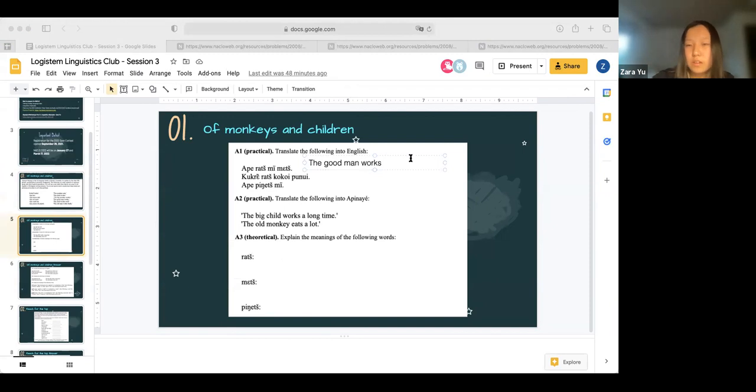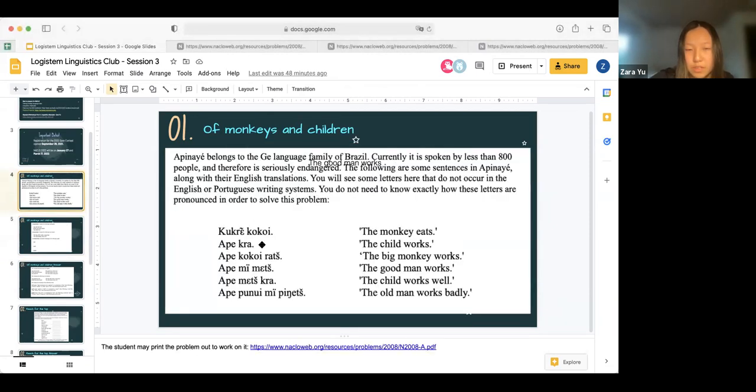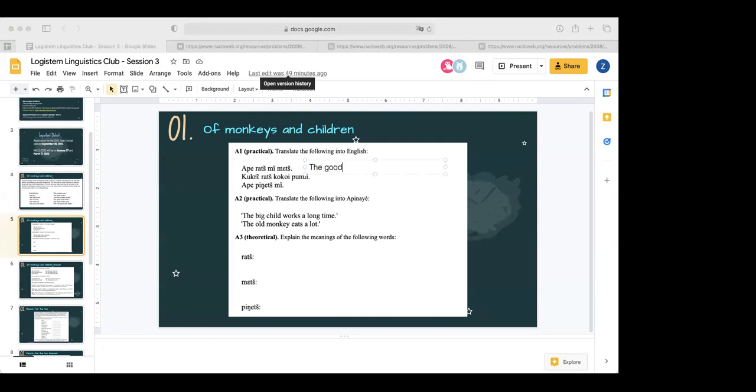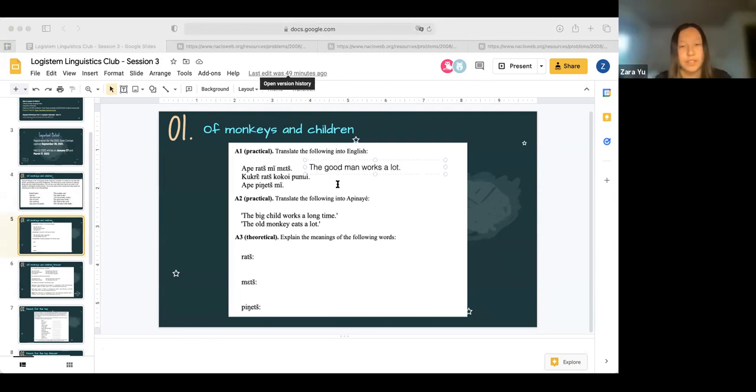And then we want to figure out what RATS means for this sentence. So if we look down, we have RATS in this sentence, and it's used to describe the monkey because it's not before works, and it means big. So in terms of working, we can't say the good man works big because that doesn't really make sense in English. So another thing for big is like just a great amount. So we could just do the good man works a lot. That's our translation. So that's how we do this first one.